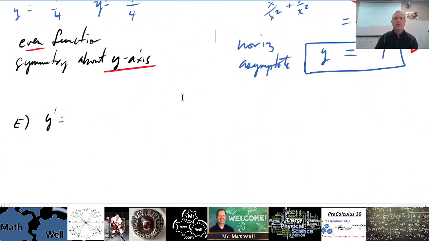So let's move to E. Now, I don't have it in front of me. E is intervals of increase and decrease, I believe. Is that right? Yes.